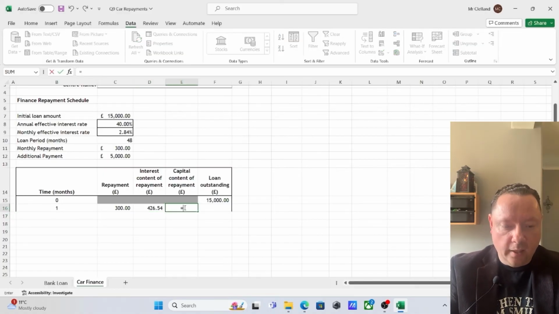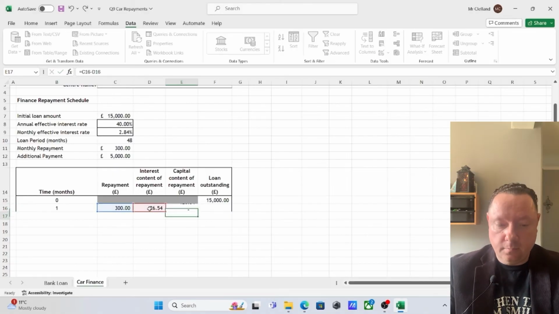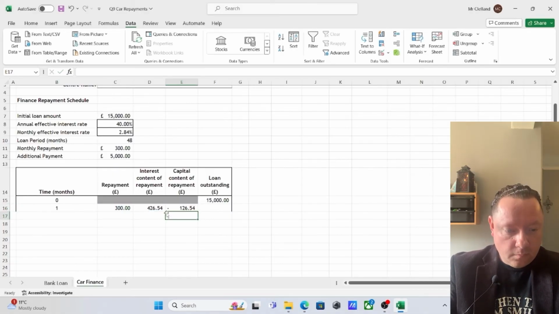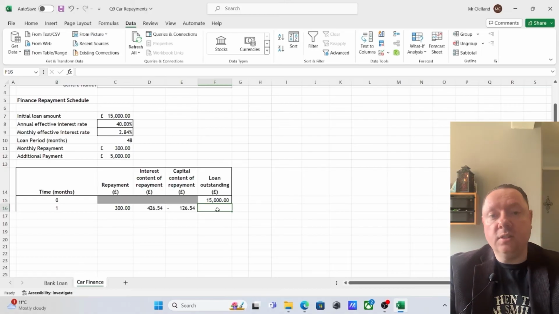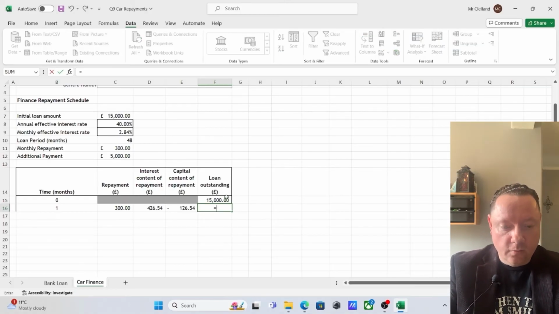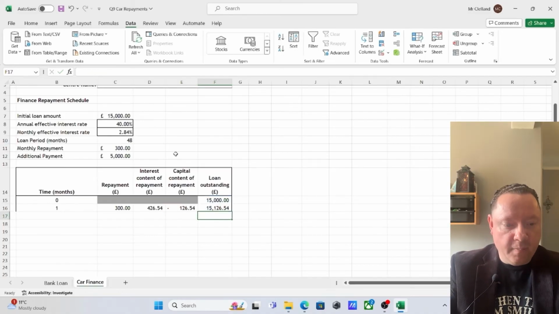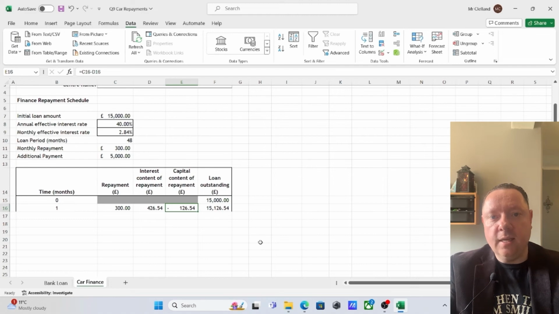So the capital equals the repayment minus the interest. And the loan outstanding equals the loan outstanding minus the capital. Now notice, I've picked quite a high percentage here, so you get some negatives. Do not worry your heads with this. Just go through it and do the goal seek and you'll be fine.